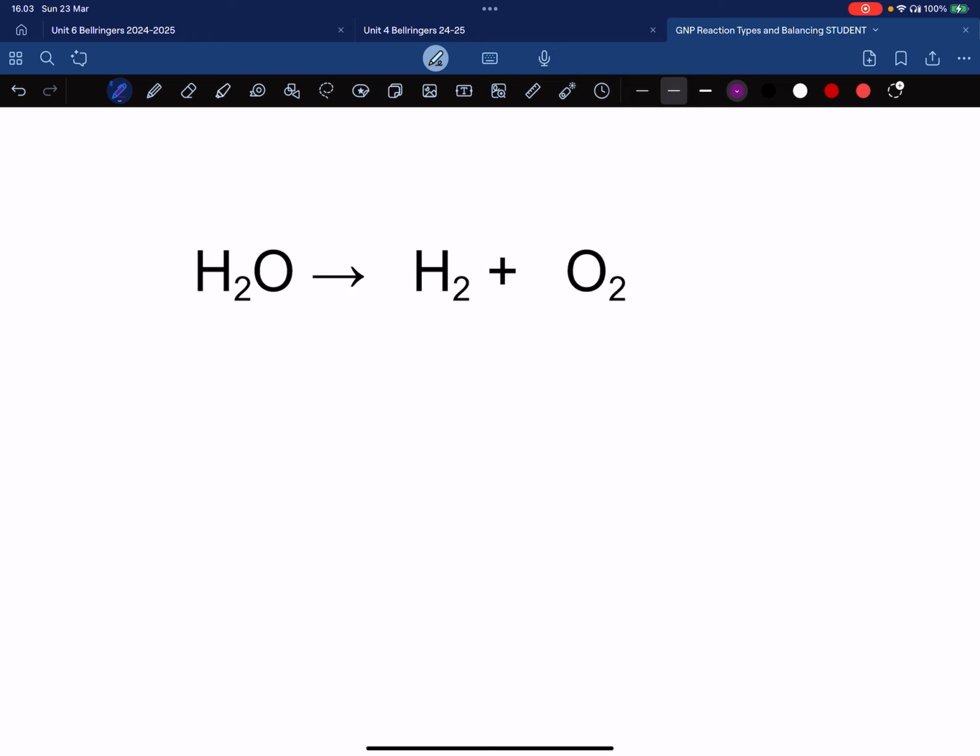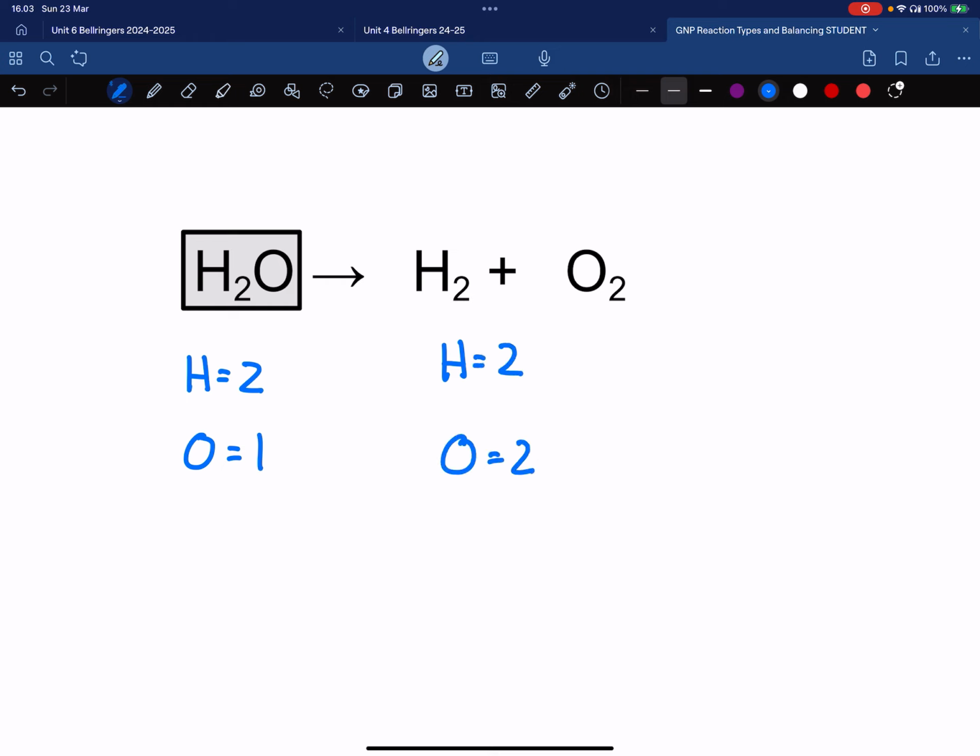Next, just like before, we're going to box the compounds. You cannot change anything inside that box. Then we're going to count them up. So hydrogen on the left-hand side, there's 2. Oxygen, there's 1. On the right side, hydrogen, there's 2. Oxygen, there's 2. So clearly, I've got to make that oxygen into 2. I'm going to do that by putting a 2 coefficient in front.